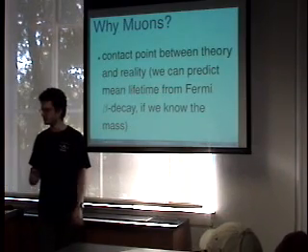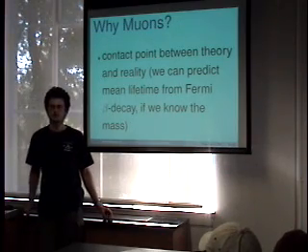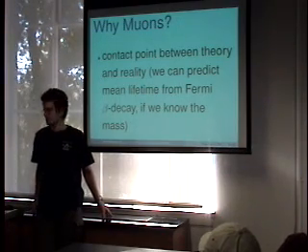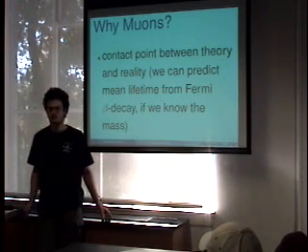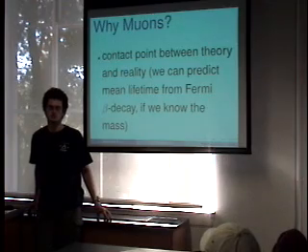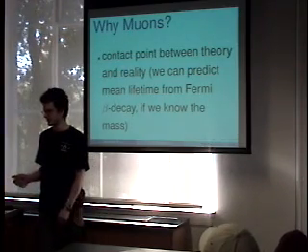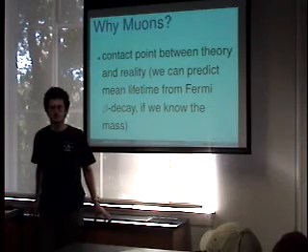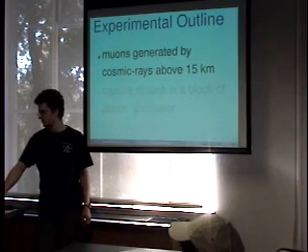And the last point of why muons is that they provide a contact point between theory and reality. The theory of Fermi beta decay lets us predict the mean lifetime if we know the mass, or if we don't know the mass, then we can get the mass out of this theory, but we can't test whether or not the theory is accurate.